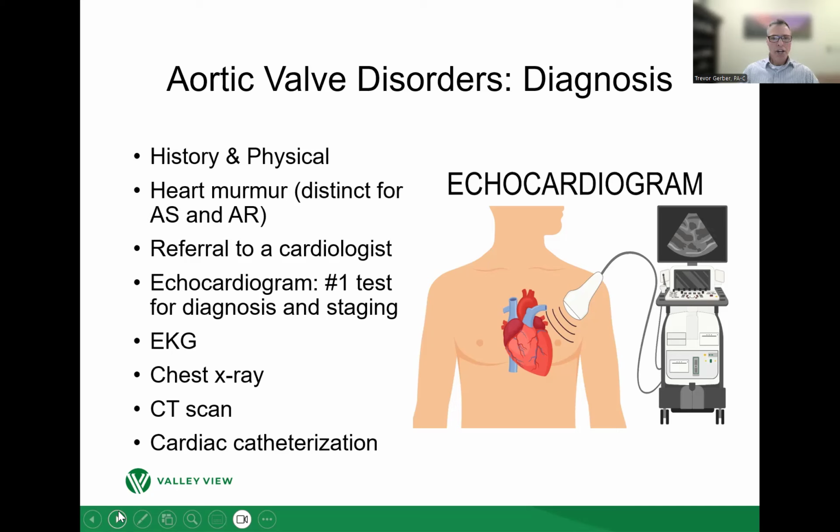Additionally, your doctor will likely order an EKG to assess heart rhythm issues, a chest x-ray to assess other potential causes of shortness of breath, as well as what we call pulmonary edema. Sometimes your doctor will order a CAT scan to assess the aorta, making sure that's healthy, as well as the calcium burden around your heart. If a patient has an aortic valve disorder, a cardiologist will need to perform a cardiac catheterization to assess coronary artery disease in planning for aortic valve intervention.